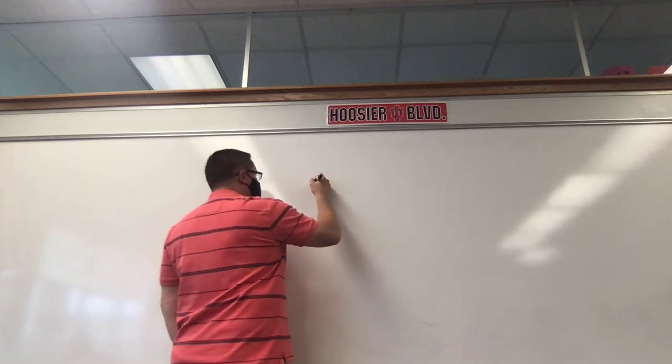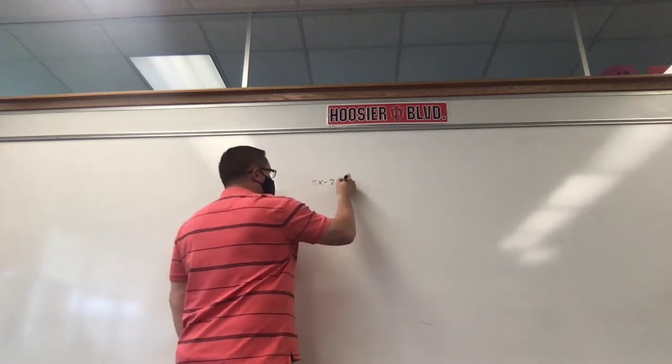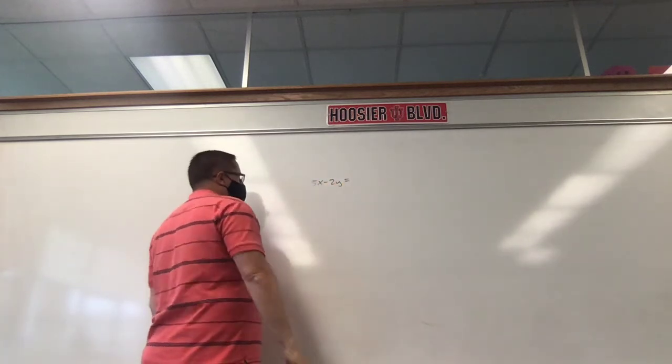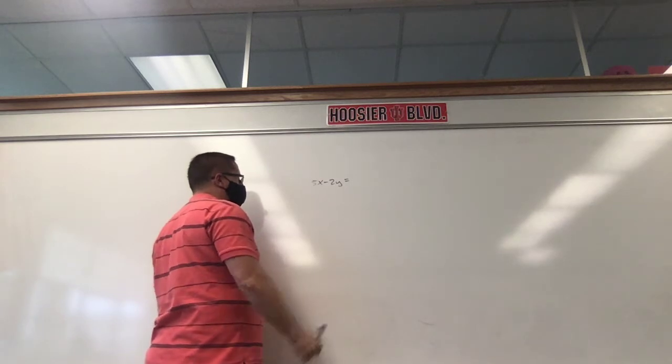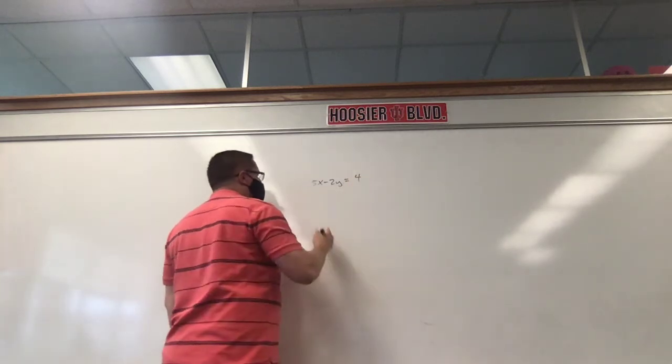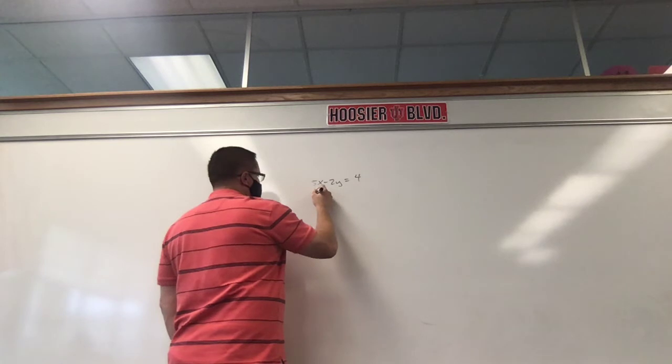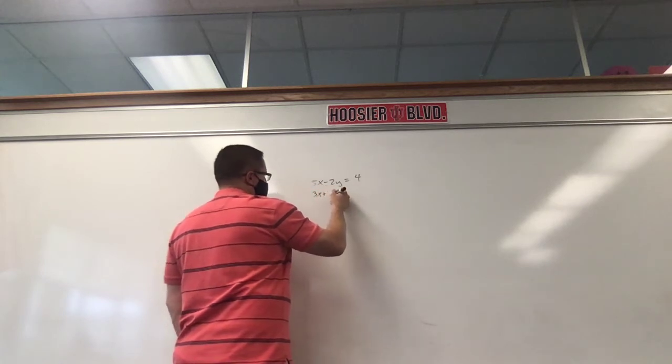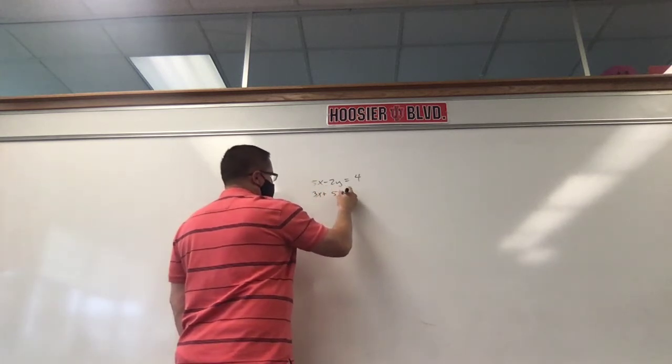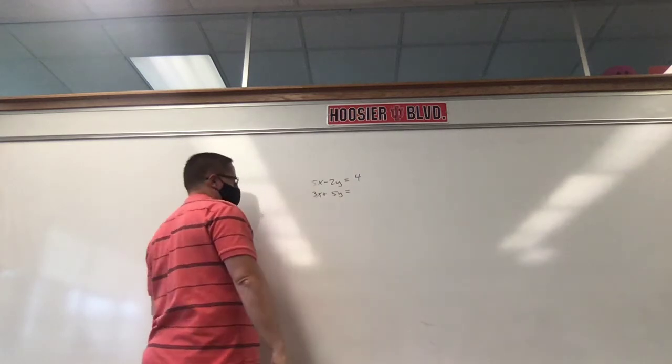So if I gave you something like 5x minus 2y equals 4 and 3x plus 5y equals, what do I want here?